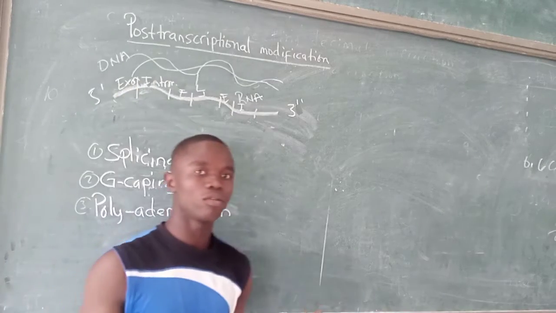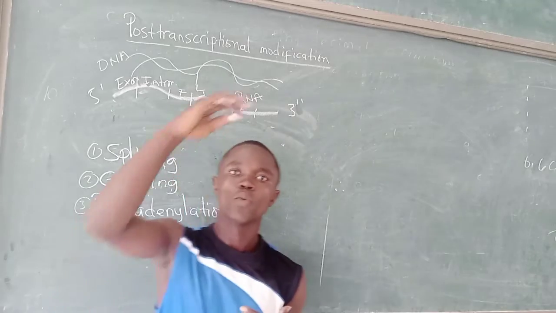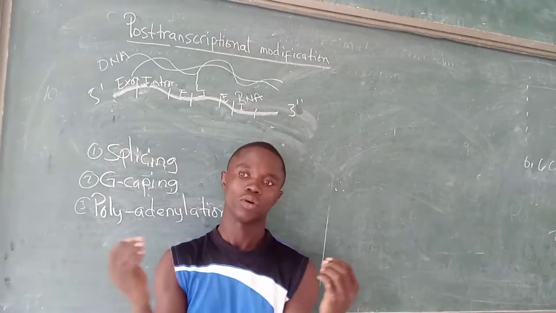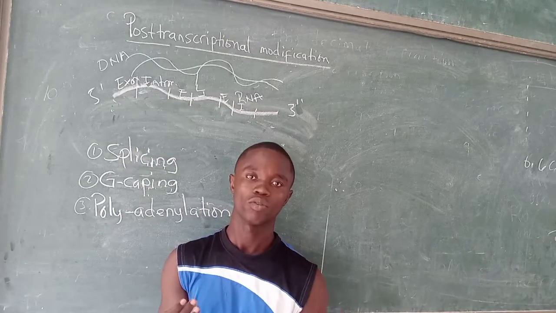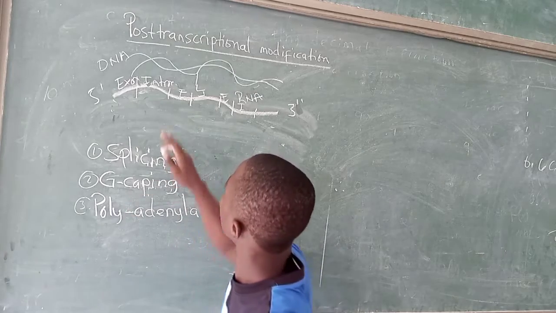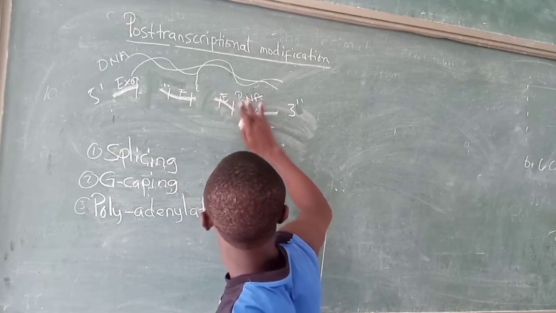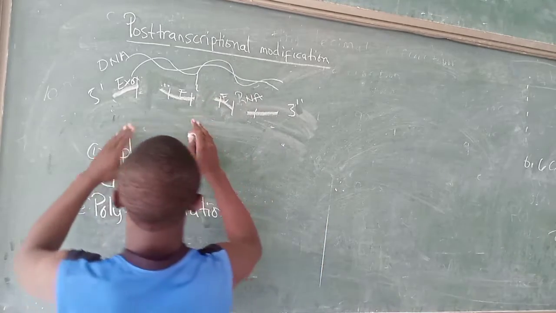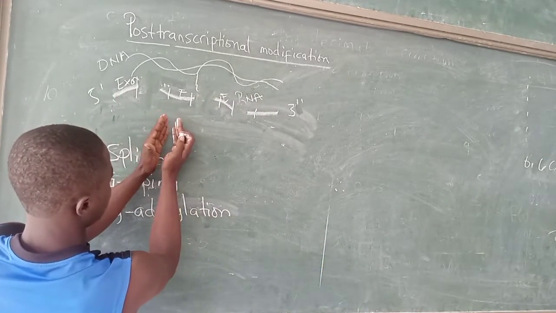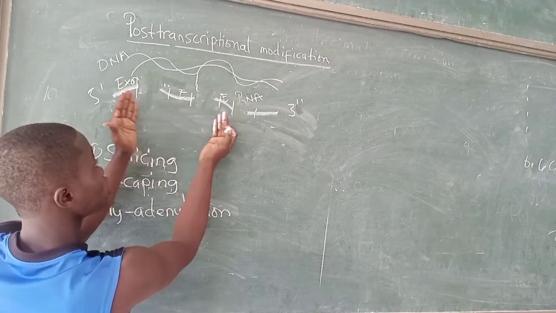Introns do not code for protein. So we remove introns and join all the exons because exons code for proteins. So we remove all these introns from there. All the introns, remove everything. Then we join all the exons together. This entire process is called splicing.